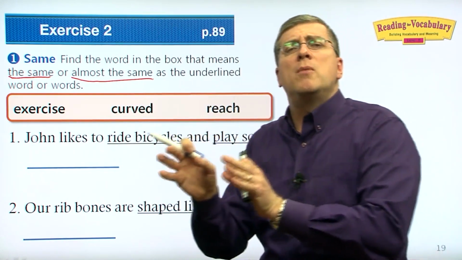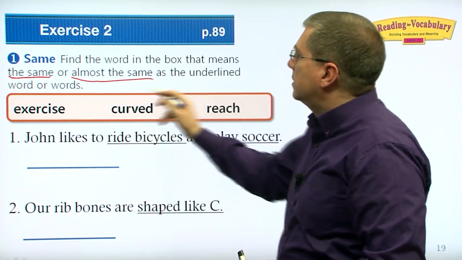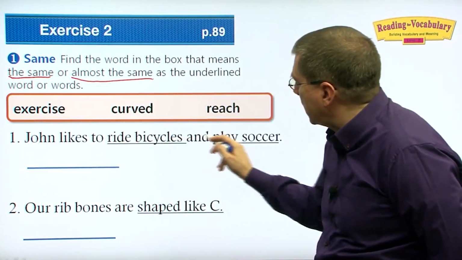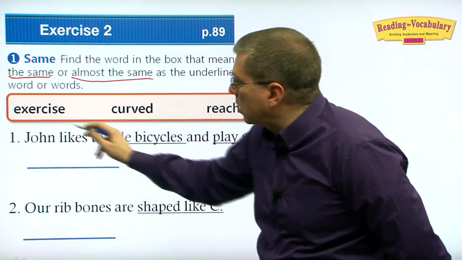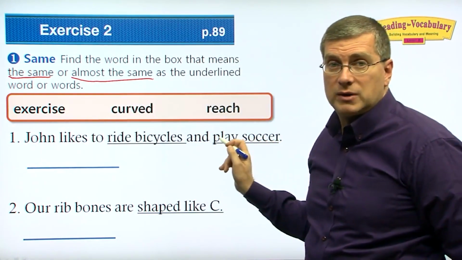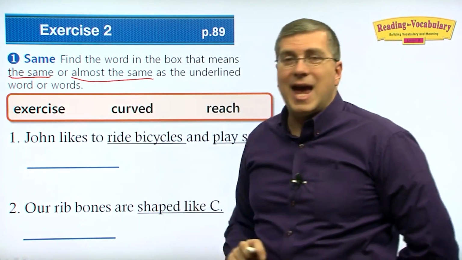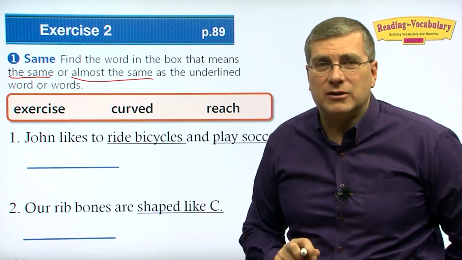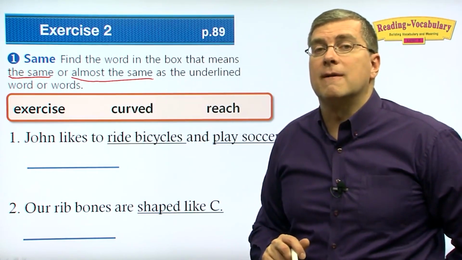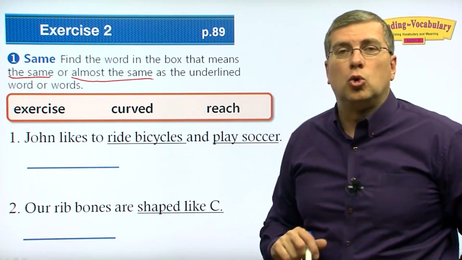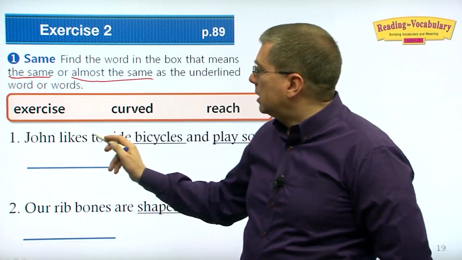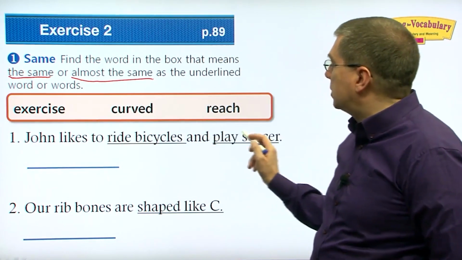So the same or almost the same as the underlined word or words. So we see the sentence here, we see this is underlined, this is underlined. Which word is similar or the same as these underlined parts of the sentence? Our words are exercise, curved, and reach. Okay? Number one, John likes to ride bicycles and play soccer.